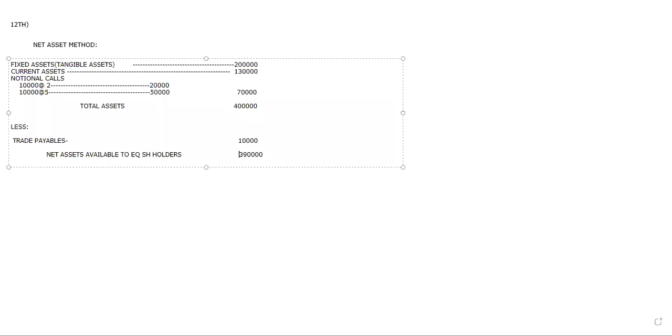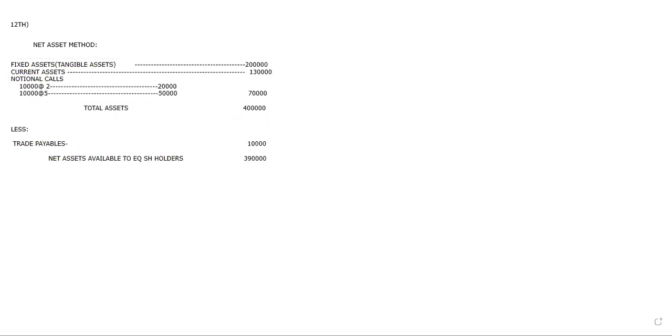So it is expected profit, that is why we take it in assets. So how much did we get? Net assets available to the equity shareholders, 3,90,000. Now let me draw the lines. So this is first, this is the second, and here it is. Now what we are going to do is net assets available to the equity shareholders divided by the number of equity shares. So that is what we are going to apply here.